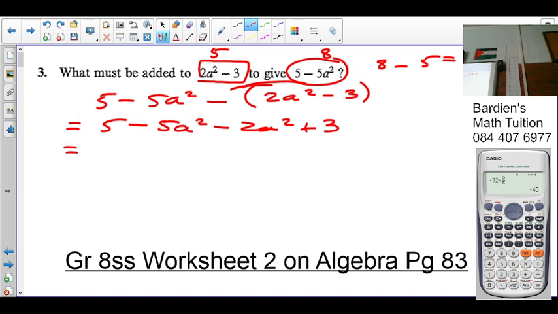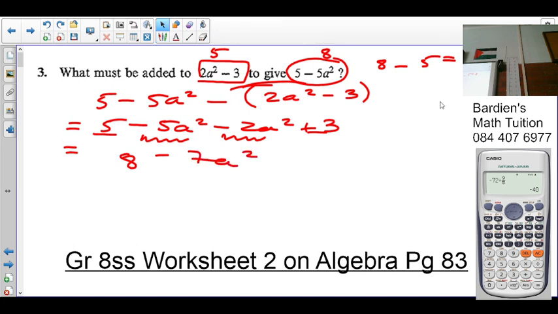Now we're going to look for like terms. So what's 5 plus 3? 5 plus 3 is 8. Minus 5a squared minus 2a squared is negative 7a squared. So you're going to have negative 7a squared plus 8. Okay, any confusion there? No confusion.